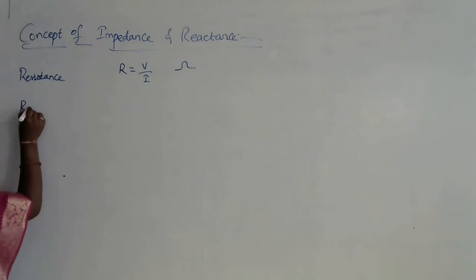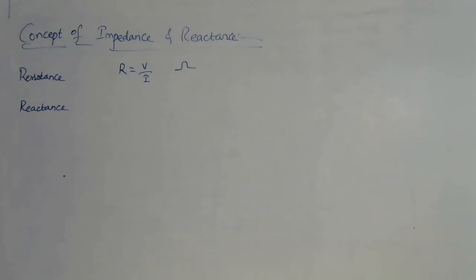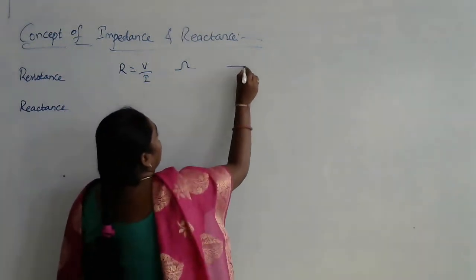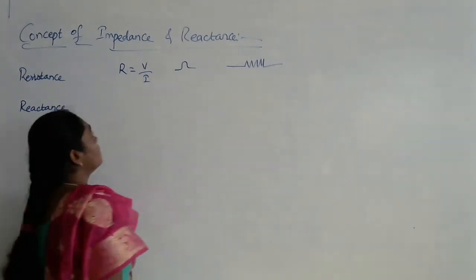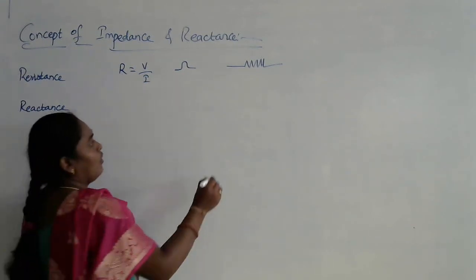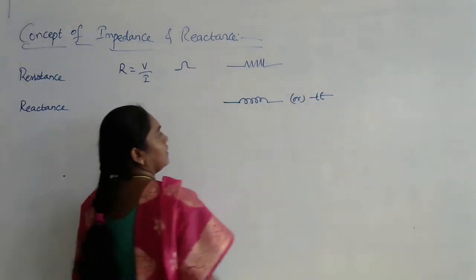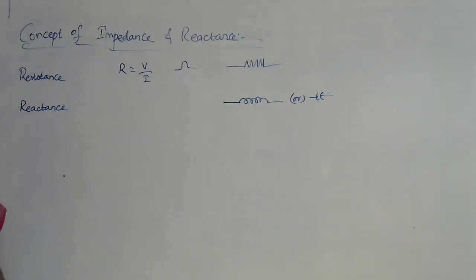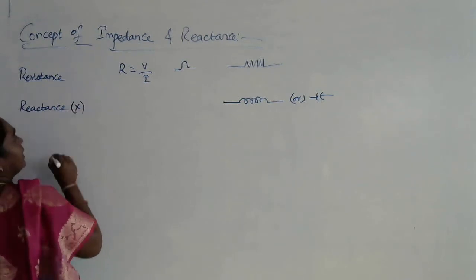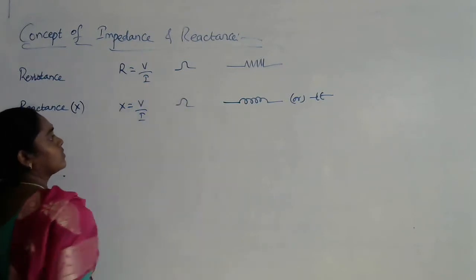Similarly, let us talk about a term called reactance. If a circuit consists of only a resistor, such a circuit is called a resistive network. But if a circuit consists of either an inductor or a capacitor, then such a circuit is called a reactive circuit. The notation for reactance is X, that is X is equivalent to V by I, and the units are also ohms.